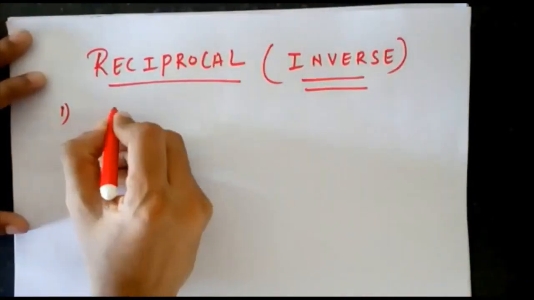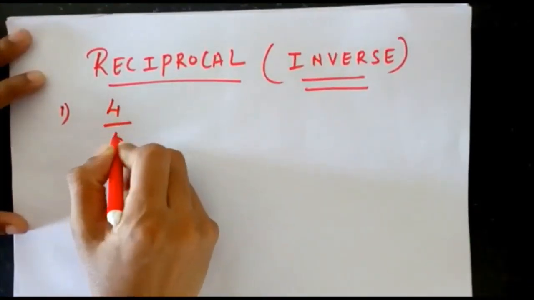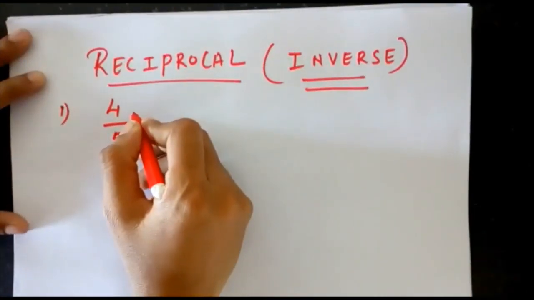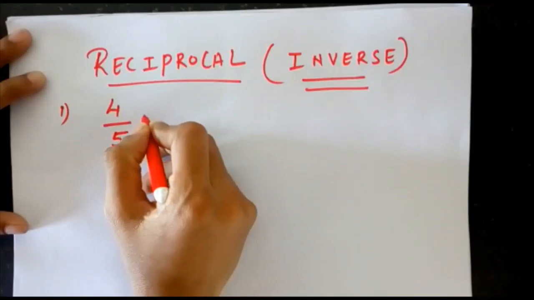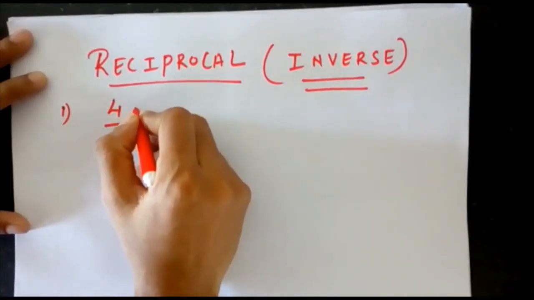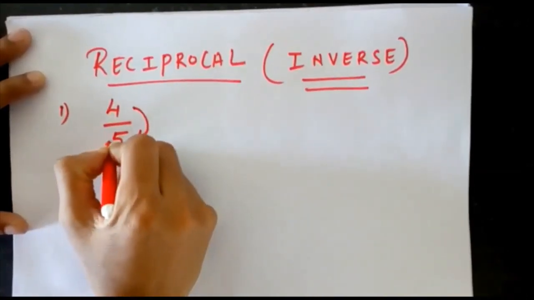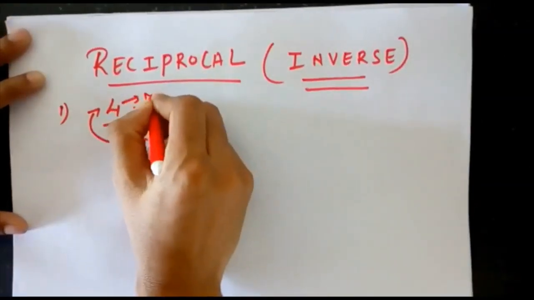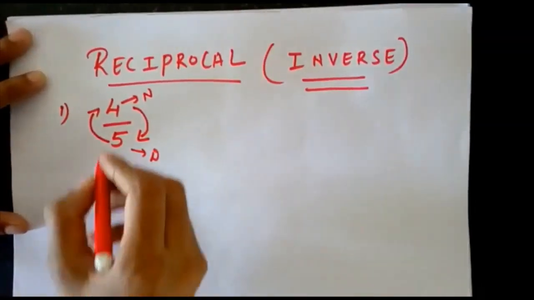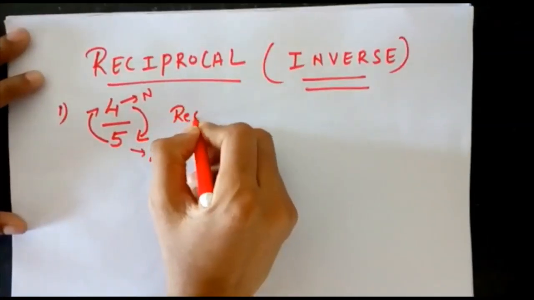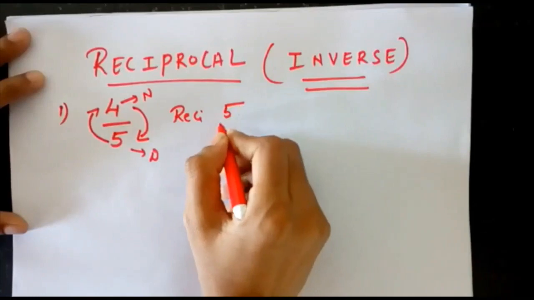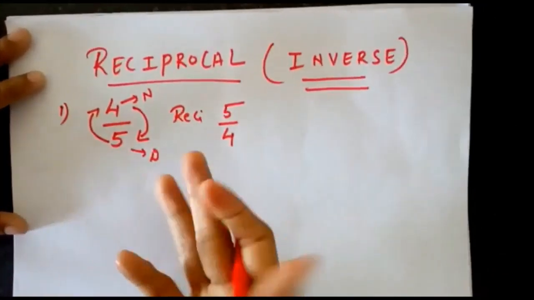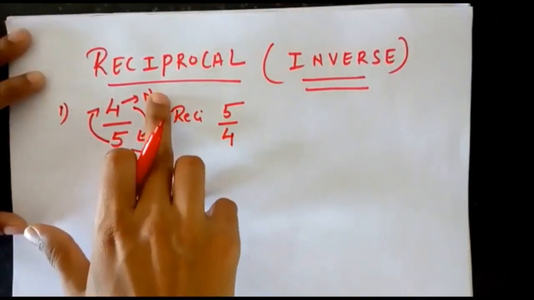For example, if any fraction is given, 4 upon 5. Suppose this is our fraction. We just have to interchange the numerator and denominator. The numerator will go down and the denominator will go up. This is your numerator and this is your denominator. So what will be the reciprocal of 4 upon 5? The reciprocal will be 5 upon 4. So reciprocal is very simple. You just need to interchange the numerator and denominator.